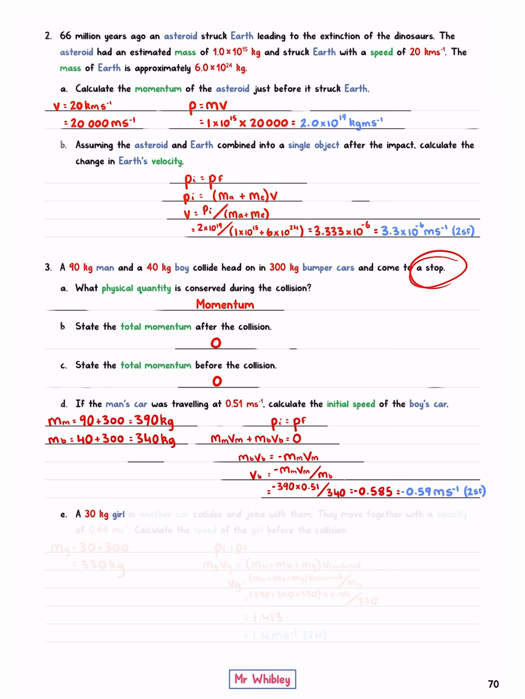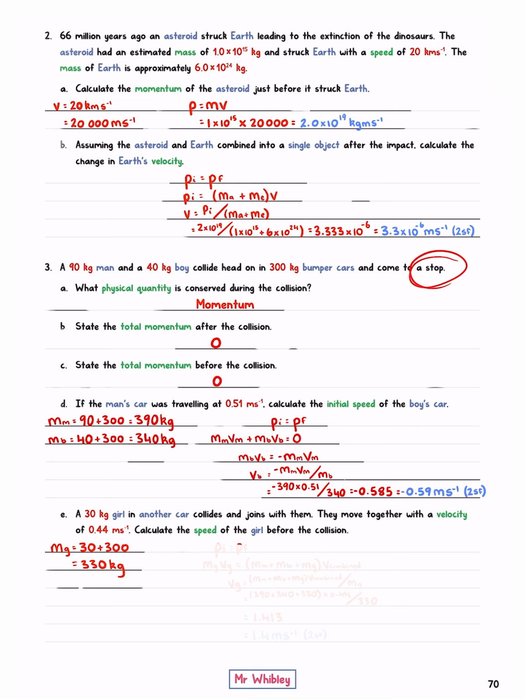A 30 kilogram girl in another car collides and joins with them. They move together with a velocity of 0.44 meters per second. Calculate the speed of the girl before the collision. First of all, finding the mass of the girl and her bumper car by taking their masses and adding them together gives us 330 kilograms.